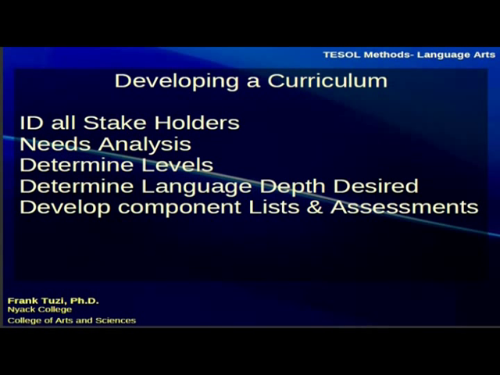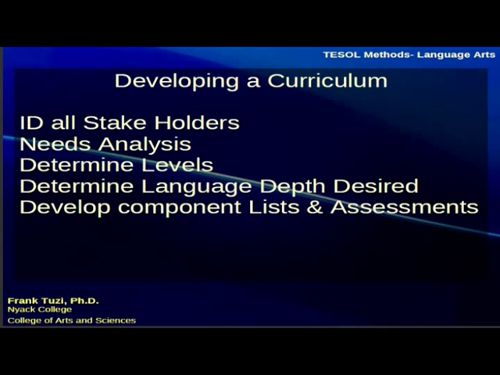Next thing that I want to do is determine the language levels. How much time do I have for these kids? They come in, do I give them only 6 months? Do I give them 8 months? Do I give them 3 years? And within that time frame, how many levels are they going to need to proceed? How big do I want a level to be? There are some programs I've seen that have 3 levels, some that have 6, depending on the program that they have.